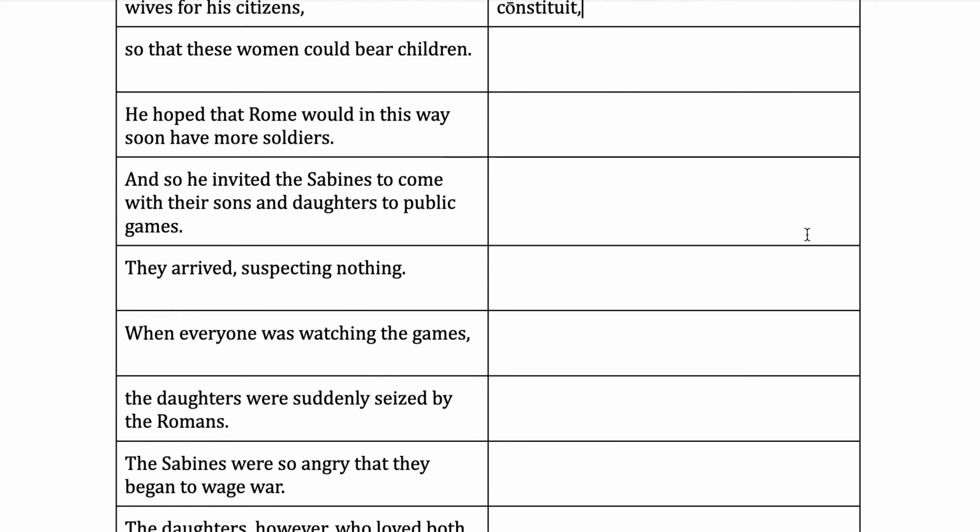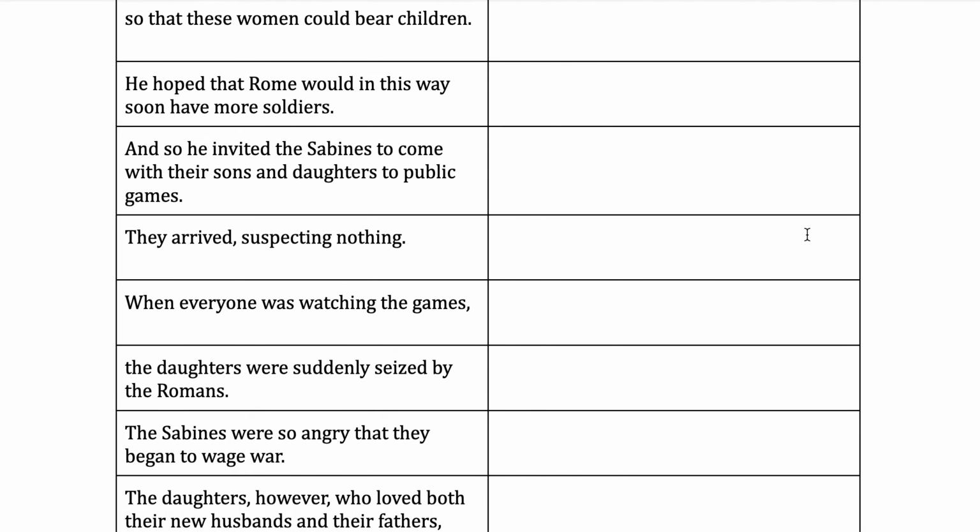And then in the next phrase, so that these women could bear children. Now, so that introduces a purpose clause. And in Latin, there's various ways of doing purpose clauses, but the most basic one here would be ut plus subjunctive. So that, ut, these women, okay, so this woman would be haec femina, but we want the plural, so hae feminae, so that these women, and then we can do the object so that the verb is at the end.